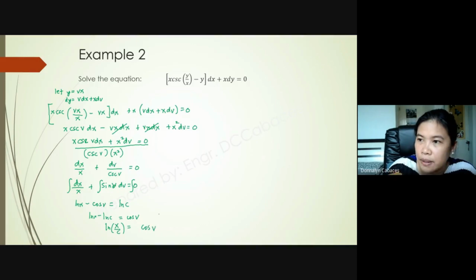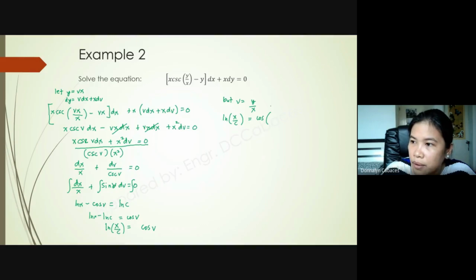But again, what is v? But v is equal to y over x. So you have ln of x over c is equal to cosine of y over x. Okay? So that is now the solution of our given differential equation, x cosecant of y over x minus y dx plus x dy equals 0, which is a homogeneous differential equation of degree 1.